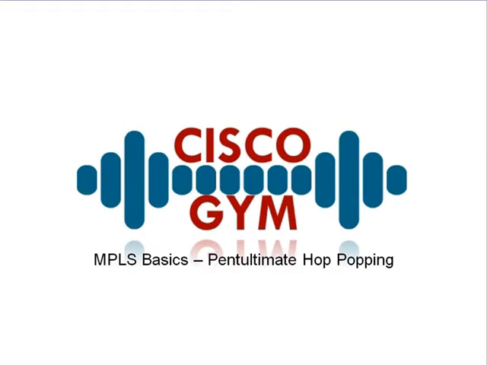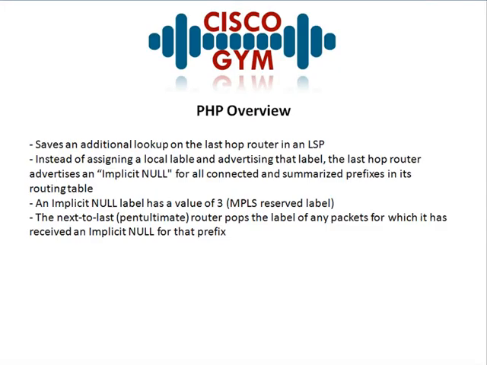Okay, let's go ahead and wrap this up then. So that's the basics for Penultimate Hop Popping. Let's quickly review before we end the video here. The main reason for PHP is that it saves that additional lookup on the last hop router. It uses implicit null to signal its upstream neighbors to go ahead and pop the tag for that prefix, rather than swapping a tag and sending it on to the last hop, which would result in 2 lookups rather than 1.